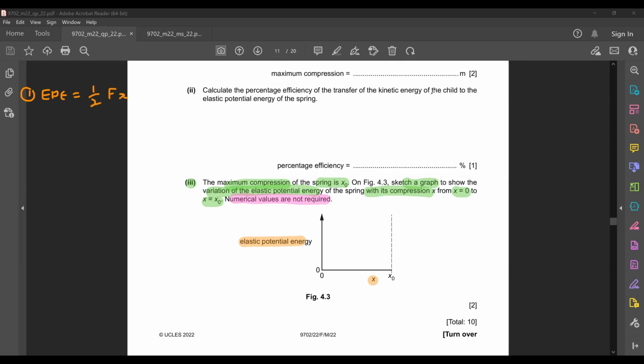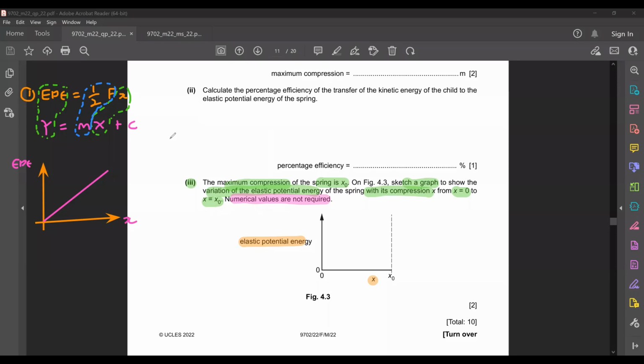If you were to compare this with the equation of a straight line, y equals mx plus c, you would probably say that the y-axis is your EPE, the x-axis is your compression, and lastly, your gradient is half F. So that if you were to plot a graph of, say, EPE versus compression right now, you ought to get a straight line graph that passes through the origin.